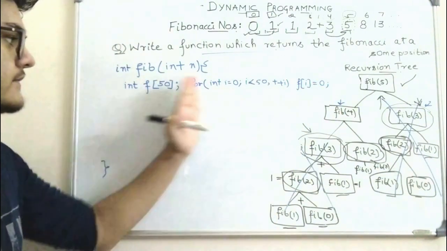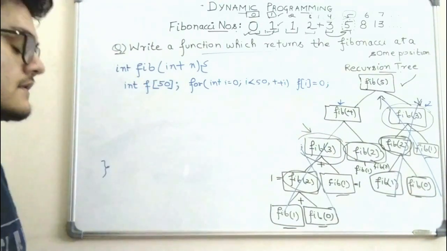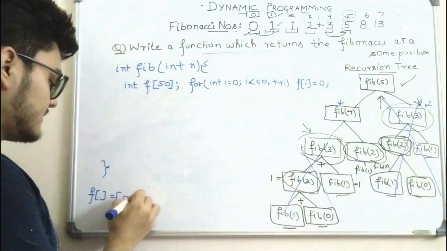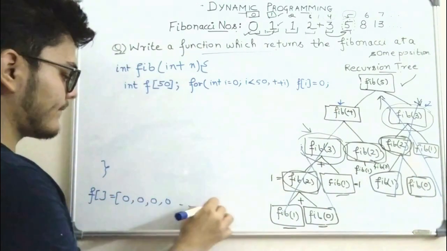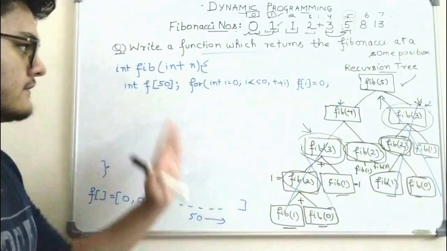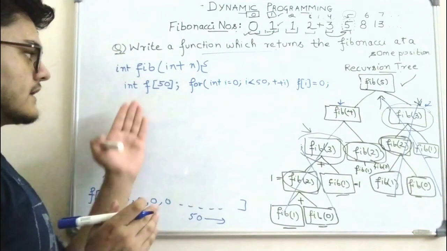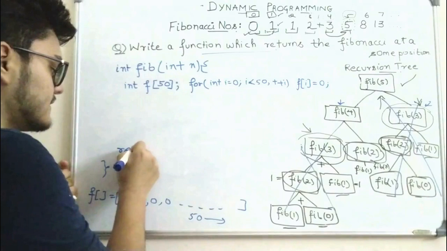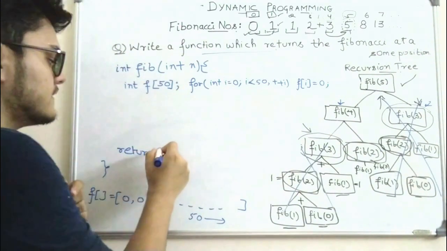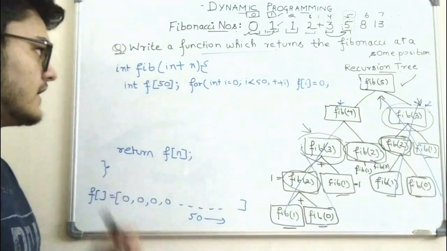So this for loop is going to initialize our whole array with 0 values. The array will look like this, 50 times. So initially we have just initialized it as 0. Whenever we want to, we will just overwrite the values of these index positions, and then since we want to return the Fibonacci number at the nth position, we are going to return f of n.